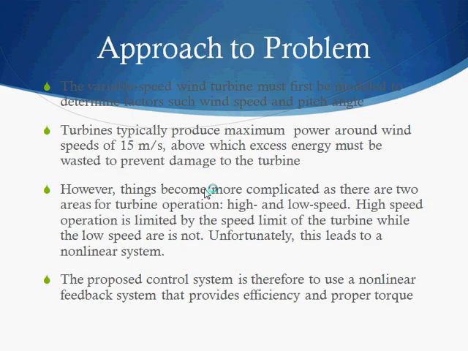While the lower speed is not limited by the speed limit, the system therefore results in a nonlinear system. So the proposed control system is to use a nonlinear feedback system that provides efficiency and proper torque. And I believe that is it. Any questions?